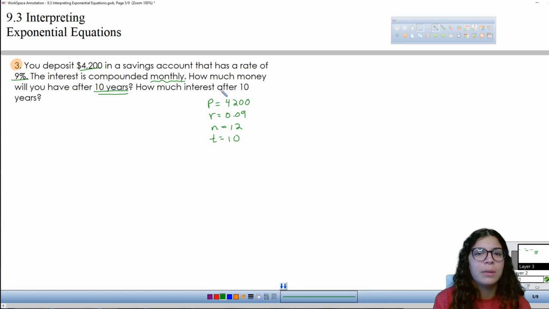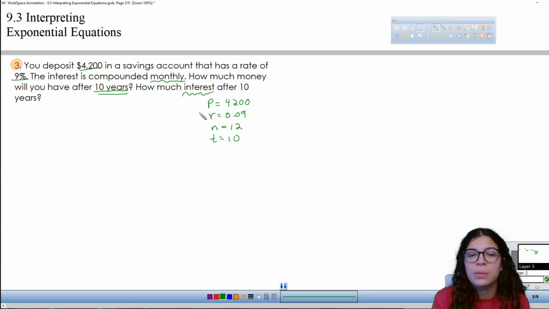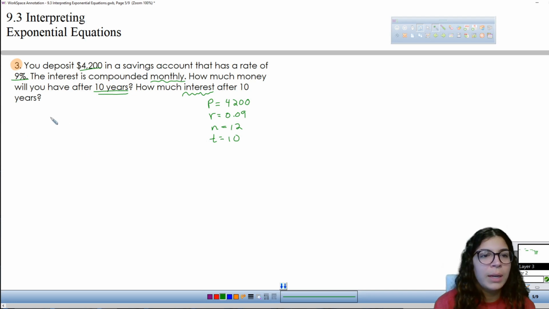We have the second question. I thought for a second, is that a duplicate question? No, the second question is asking how much interest. So first we want to see how much money you're going to have, and then they want to know specifically how much interest, which is money that wasn't your own, that was paid to you for keeping that money in the account, right? So let's go ahead and write our equation.